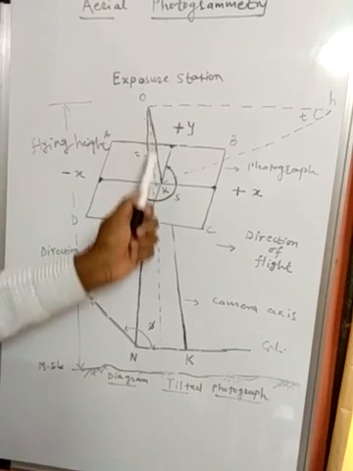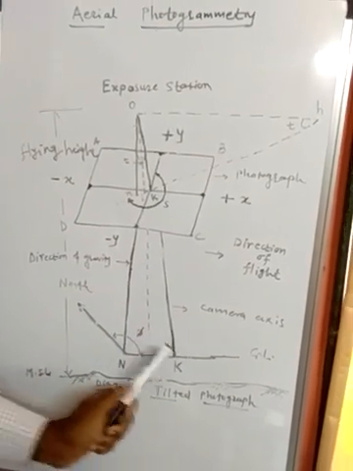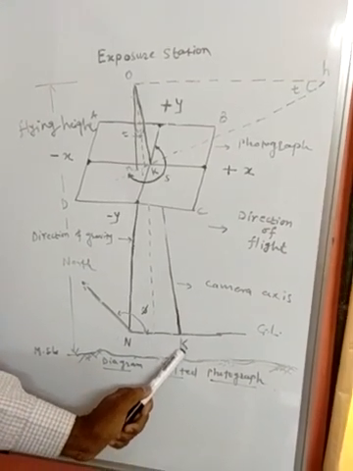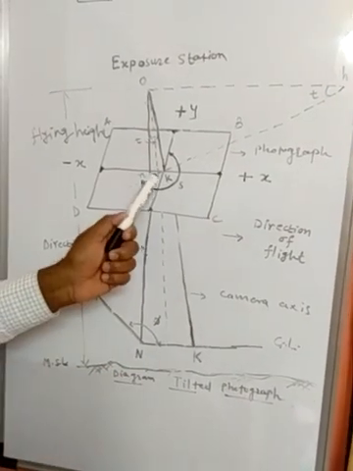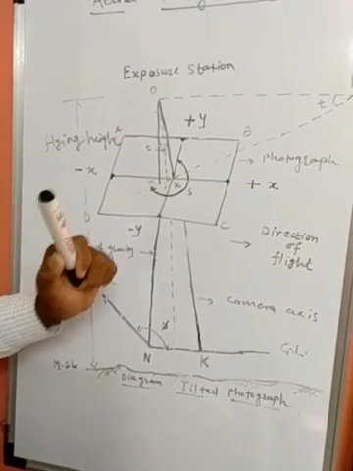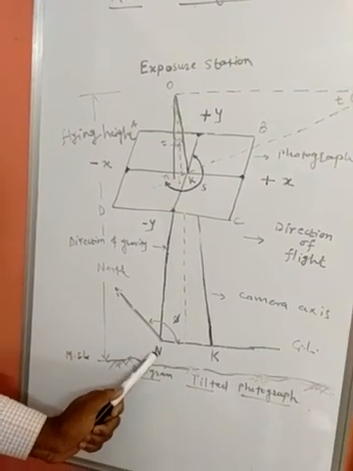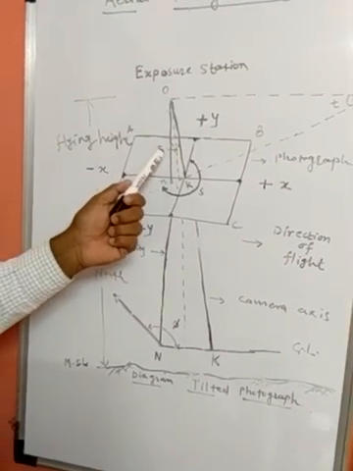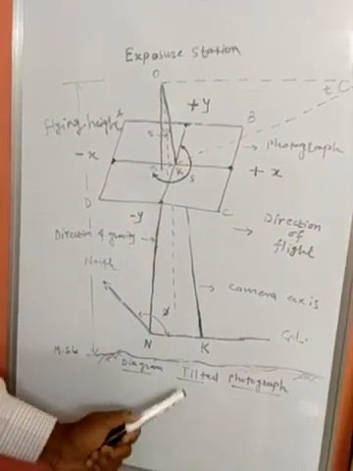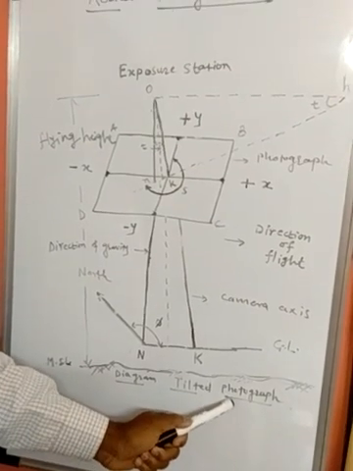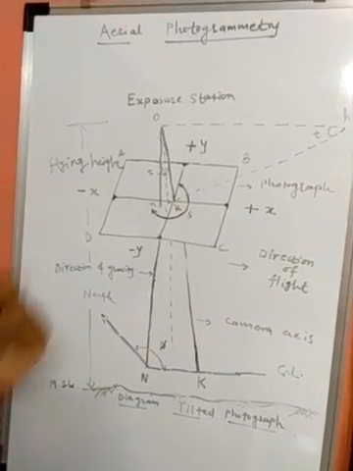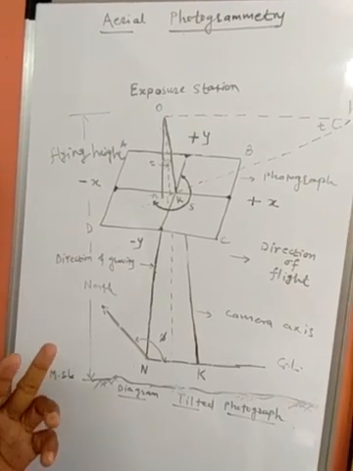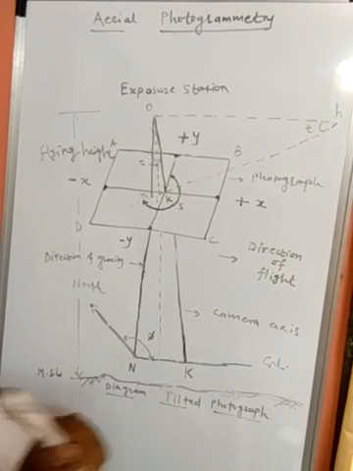Okay, then this is the camera axis. Okay, this is the plumb line, this is the camera axis. K is the principal point on the ground. This K is the principal point on the photograph. Okay, then N is the ground nadir point. This small n is the photo nadir point. T is called tilt. Okay, so this is actually a tilted photograph, which is the major classification of aerial photogrammetry. They have actually two types: one is the vertical photograph and the other is the tilted photograph.